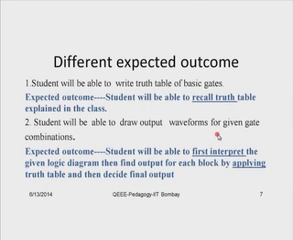Now moving ahead, look at the second one. Students will be able to draw the output waveform for a given gate combination. What does this mean? First they have to interpret the logic diagram, that is, whatever gate combination is given to them. Then they will find the output for each block or each gate in the entire logic diagram. Then they will combine it, apply the truth table, and say what the final output is.